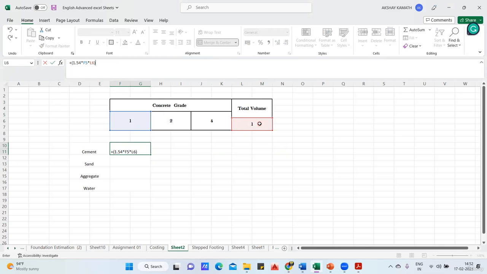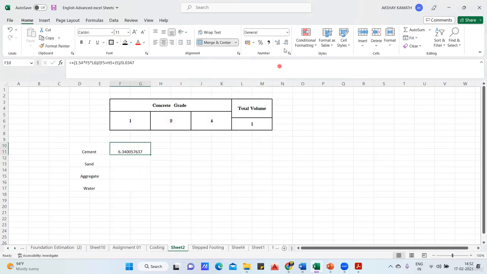And then you click on the divide sign. Open the bracket. What is the ratio? The ratio is 1 plus 2 plus 4, and then close the bracket. And now whatever answer you get, you can multiply this by 0.0347. We know that, right? Got it? So how much I got? 6.34. This is the cement bags. So you can come here.